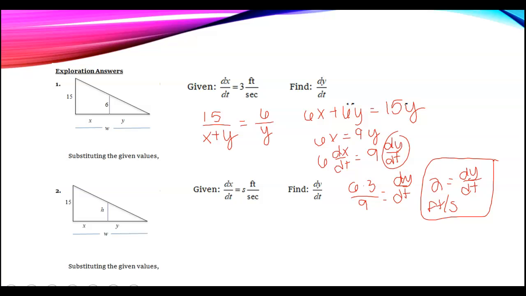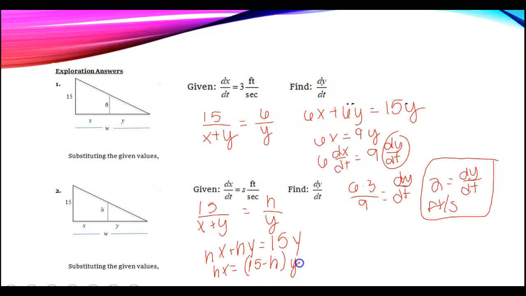So then the next one is very, very simple. Now they give you dx dt equals s feet per second, and you want to find dy dt. And now h is generic as well. So it's 15 is to x plus y, but now it's h is to y. So you still end up with hx plus hy equals 15y. So then you have hx equals 15 minus h, y.